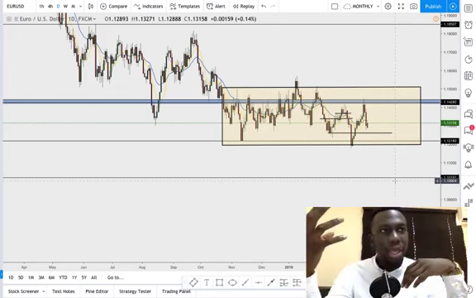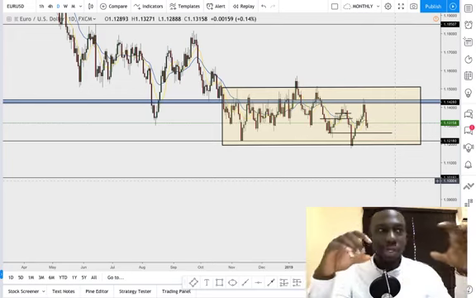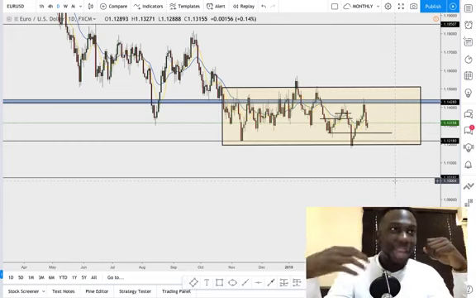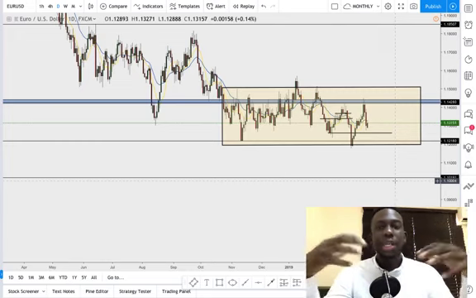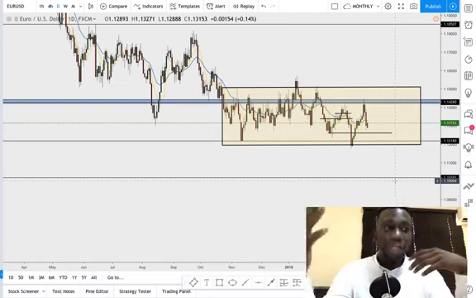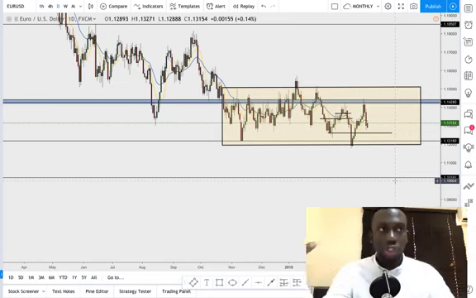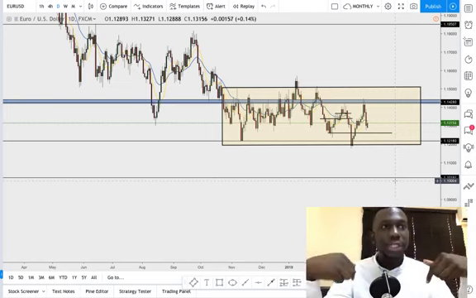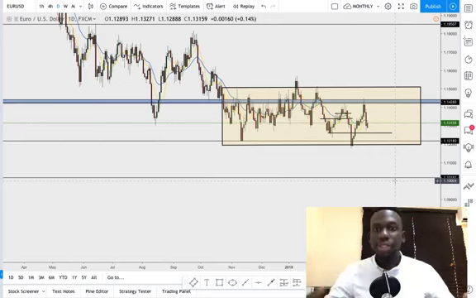Obviously, once we break to either side, I'll definitely zoom into a lower time frame to try and refine my entry. But you get the gist. If we break to the upside, I'll be looking for buy opportunities, basically. And if we break to the downside, I'll be looking for sell opportunities. So, that's basically what I'm trying to say.